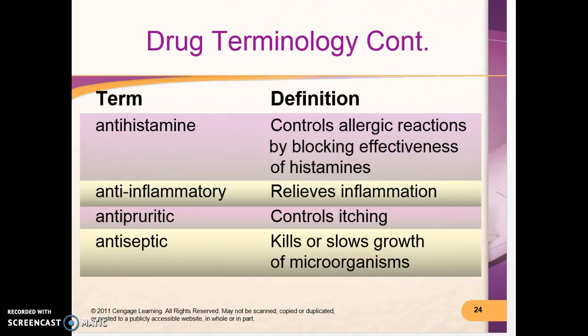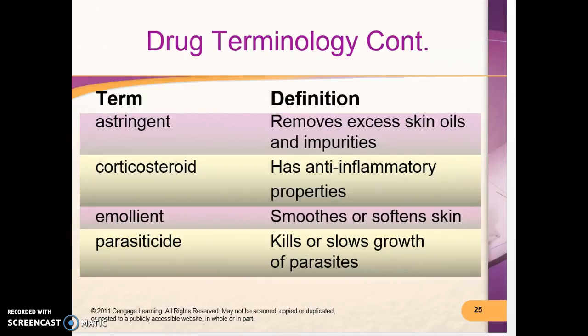A couple others that I want to make sure to point out to you is corticosteroids. Corticosteroids have that anti-inflammatory property, so things like hydrocortisone are going to fall into that classification. Emollients are used to soften the skin and smooth things out. So again, the focus in all of these chapters is going to be learning about some of those pathological conditions, disease states, and the drugs that are associated with them.